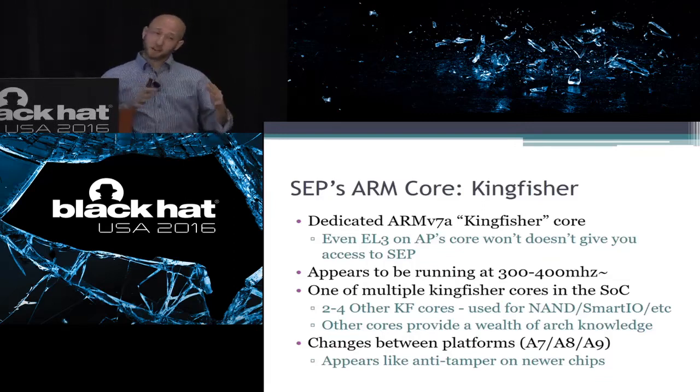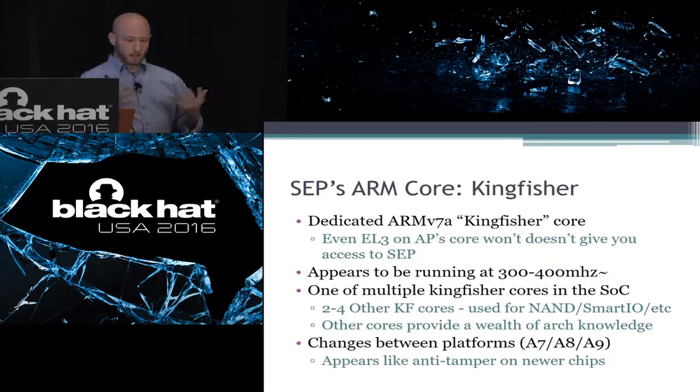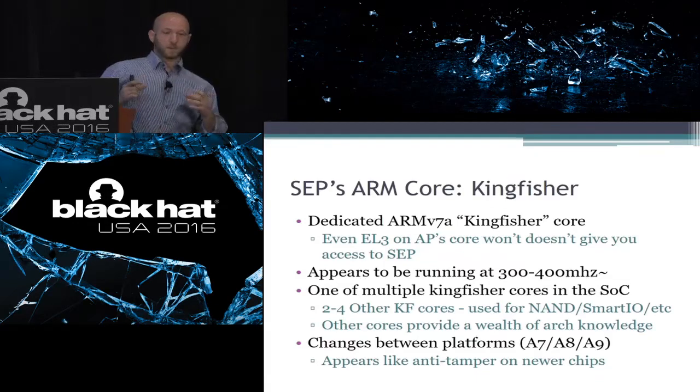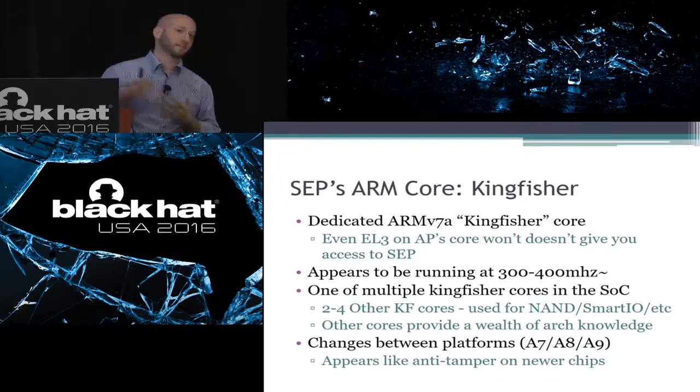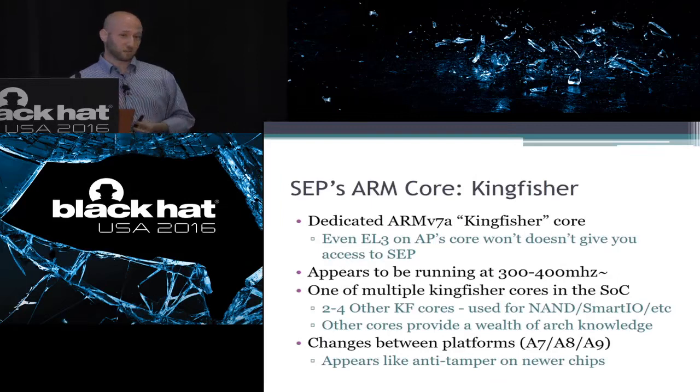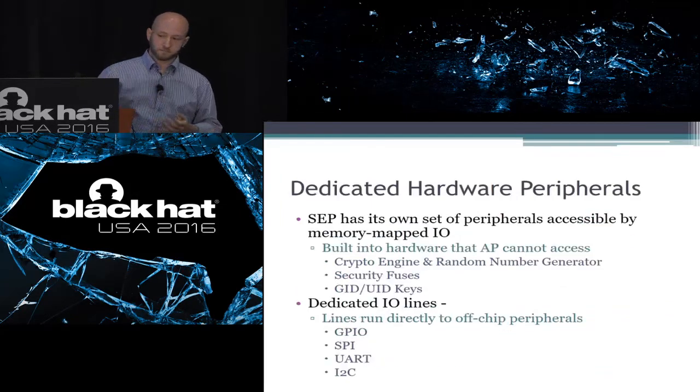It appears to be running at around 300 to 400 megahertz. Another cool thing is there's a bunch of other ARMv7 cores on the SOC, and those are not protected, and they're very similar to the actual SEP core. They make a great place to do research. We also noticed some changes between the different SOC versions, A7 through A9. It seems like the newer ones are more resistant to attacks.